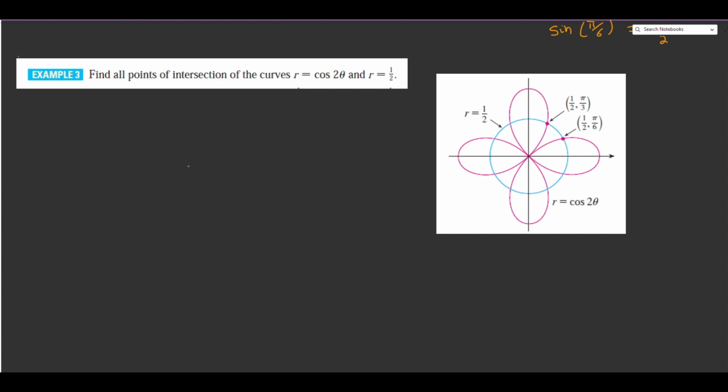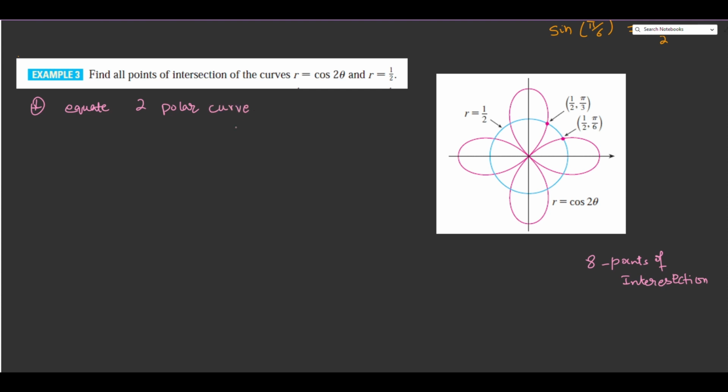So in total there are 8 points of intersection, and we need to find them. We do the same thing as we have done previously. How do we start? We will equate the two given polar curves, meaning put them equal to each other.